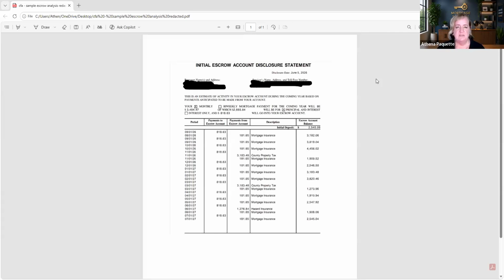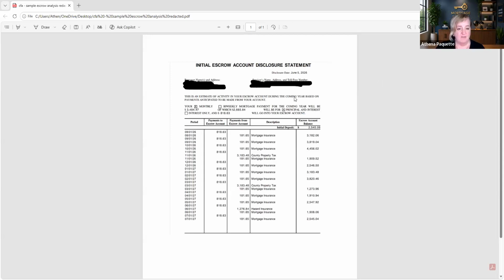And then every year, they're going to break it down again for you to see if anything changed. Mostly what changes is your property tax goes up a little bit. So they recalculate the money needed to be put into that escrow account to keep it flush so that they can pay your tax bill and insurance for you.